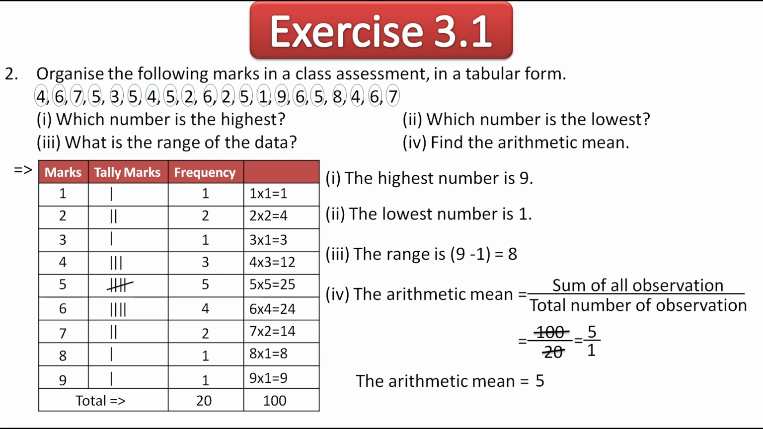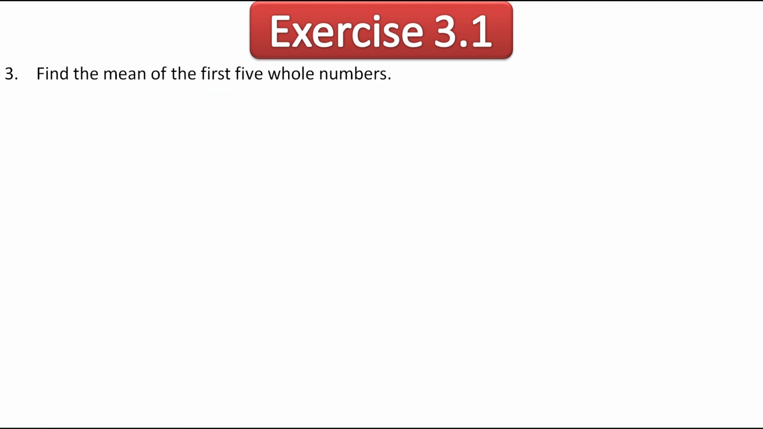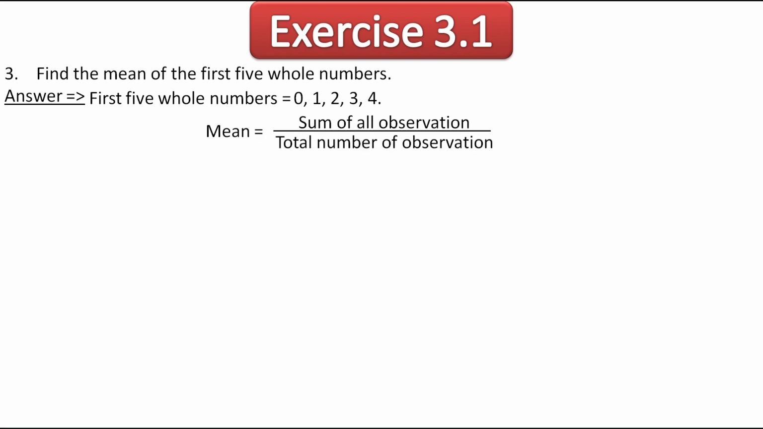Okay. Now let's move to the next question, that is the third one. Find the mean of the first 5 whole numbers. Now we all know that whole numbers start from 0. Therefore the first 5 whole numbers are 0, 1, 2, 3 and 4. Now let's find the mean of these 5 whole numbers using this formula. The sum of all observations is 0 plus 1 plus 2 plus 3 plus 4, and the total number of observations is 5. So when I add them, I got 10 upon 5. 5 ones are 5 and 5 twos are 10. Therefore the mean is 2.